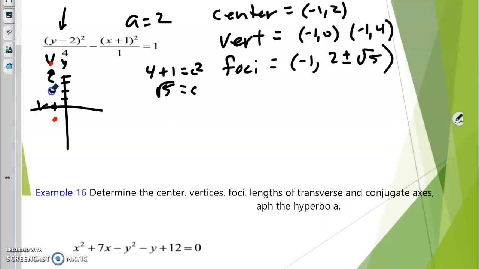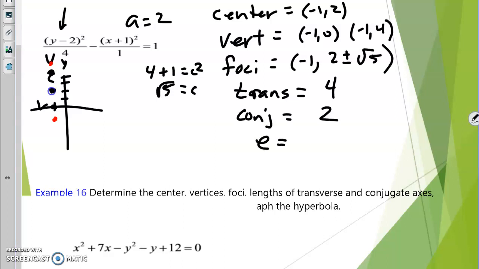And let's find our transverse axis. It is going to be a length of 4. Our conjugate axis is going to be a length of 2. And my eccentricity is going to be square root of 5 over 2.